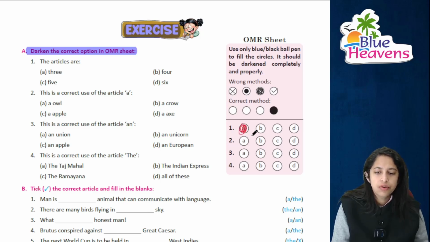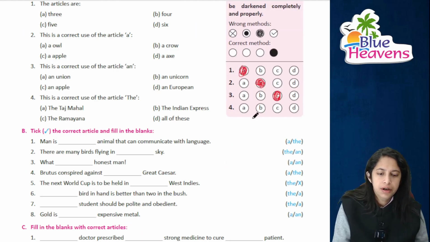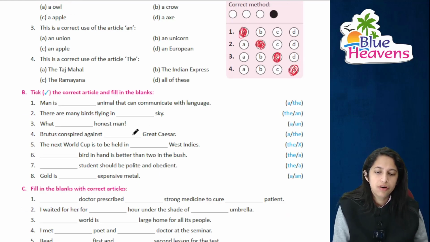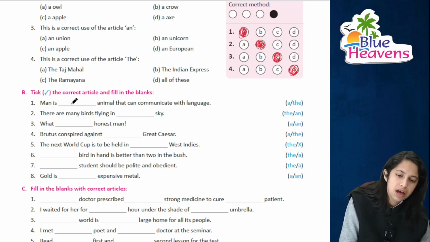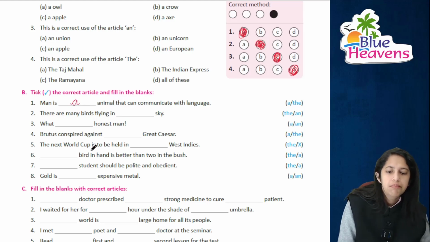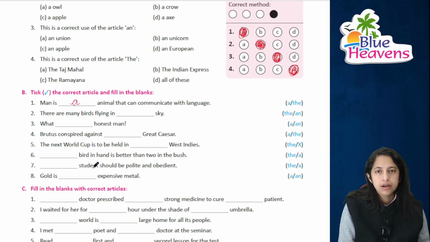This is the correct use of a: it is a crow, right? This is the correct use of an: it is an apple, right? This is the correct use of the: the Indian Express, it's the, right? Moving on to this, take the correct option and fill in the blanks. Man is an animal that can communicate with language. Man is an animal that can communicate through language.